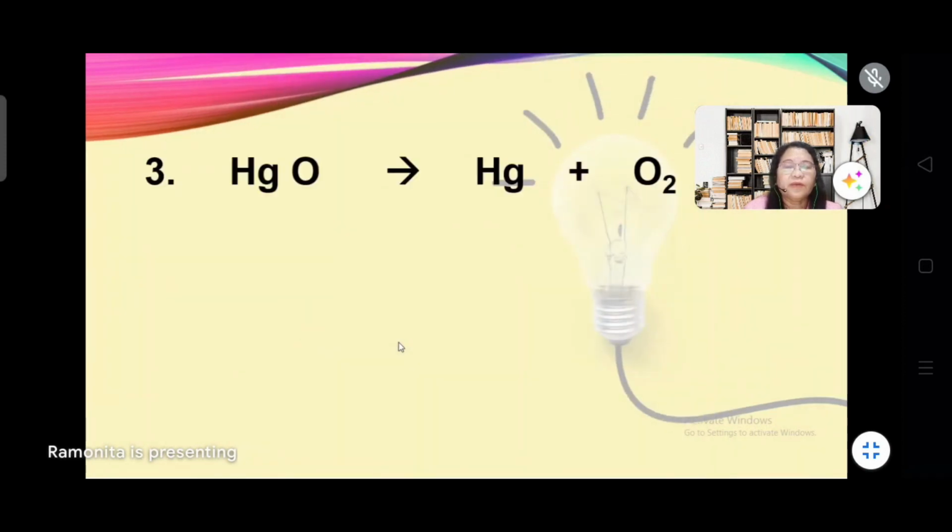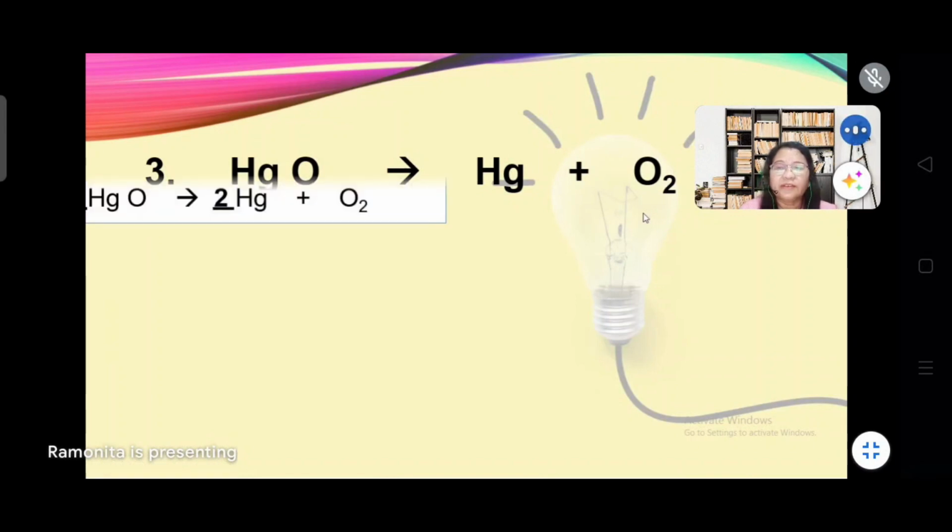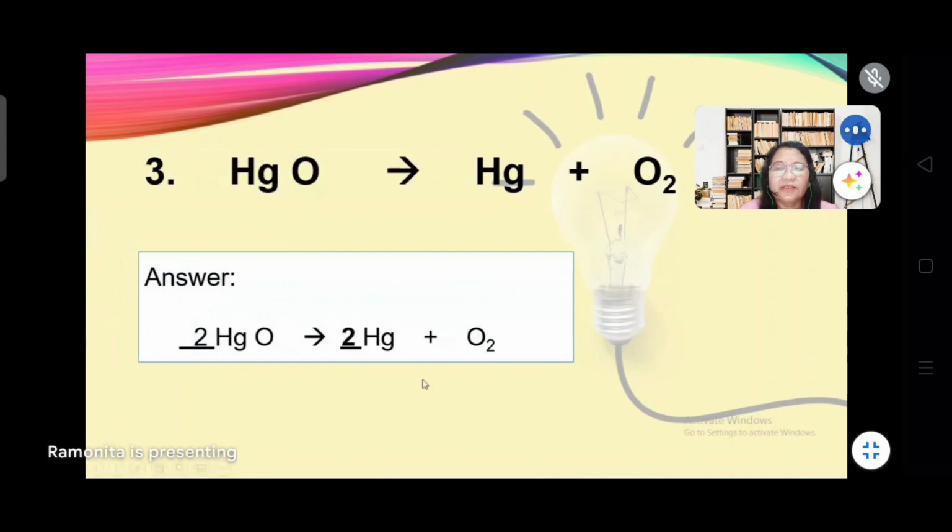Next, we have here an equation of mercuric oxide produce mercury plus oxygen gas. Try to balance it. Okay, let's check again your answer. So our answer is 2 moles of mercuric oxide produce 2 moles of mercury and oxygen gas.